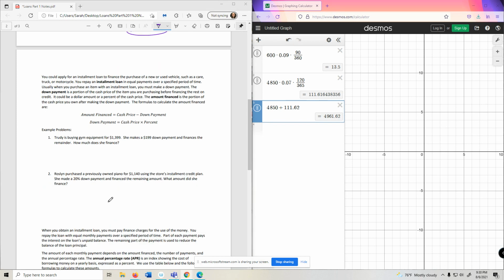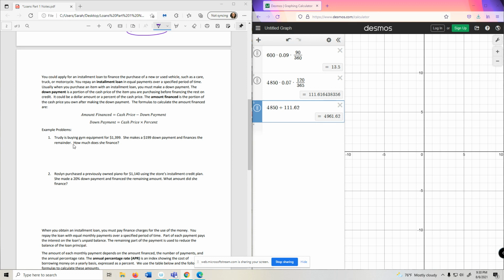The next problem deals with financing. This often happens when you make a big purchase like furniture, or as we see here, gym equipment, or an expensive musical instrument like a piano. So 2 things we need to know are the amount financed, which is the cash price, or the sticker price as you might think of it, minus the down payment.